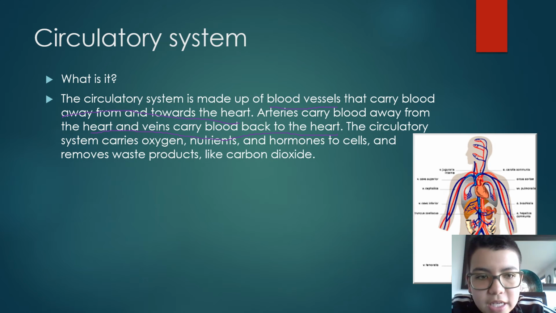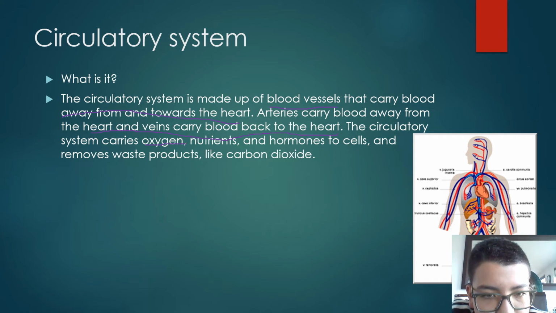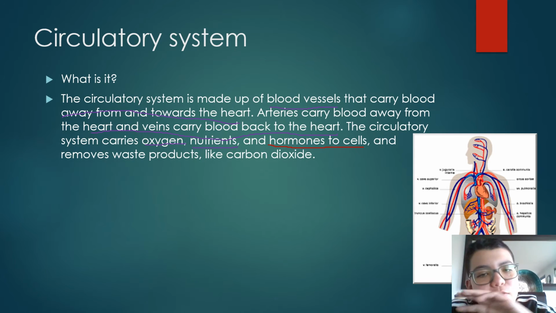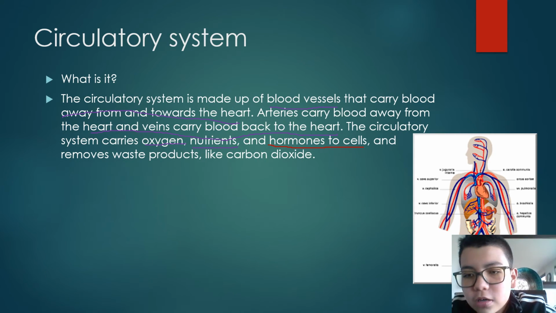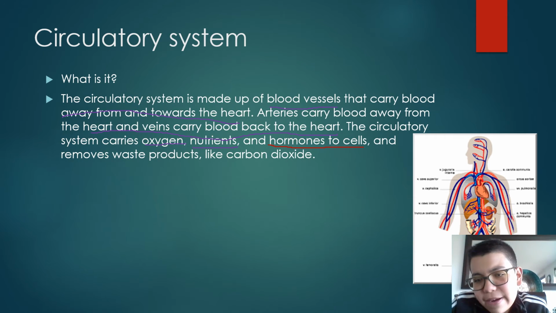The circulatory system carries oxygen, nutrients, and hormones to the cells, and removes waste products like poo. That's a waste product, something very bad for us. Waste products also include, especially, carbon dioxide.